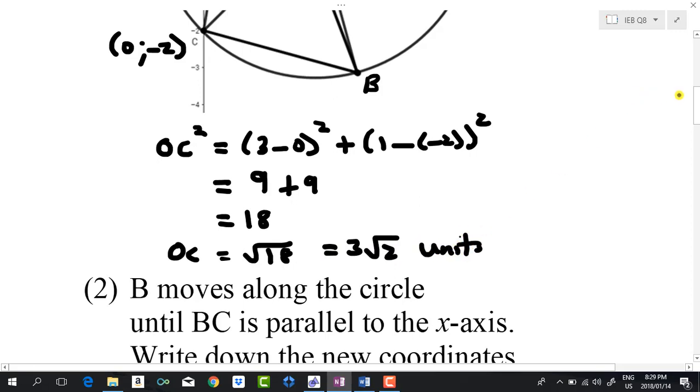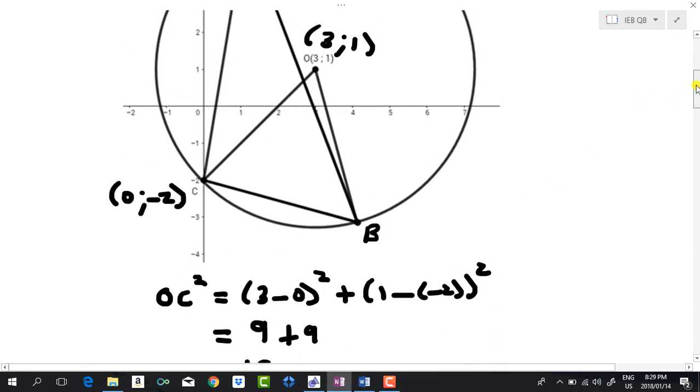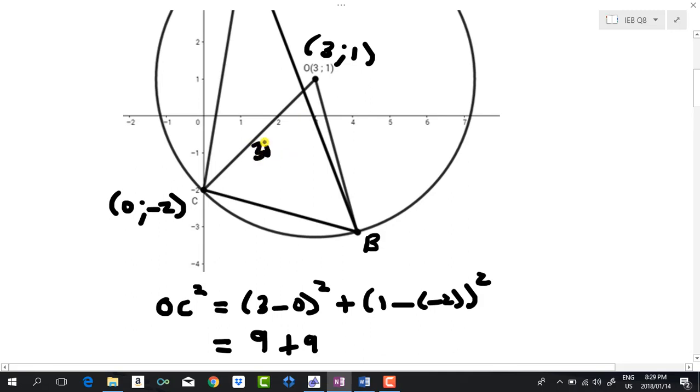Okay, so we know that the radius, in other words, this is actually the radius of the circle, would be 3 root 2. This is 3 root 2. And there we've got it there. Okay, so that's the length of OC. So let's look at the next question now.